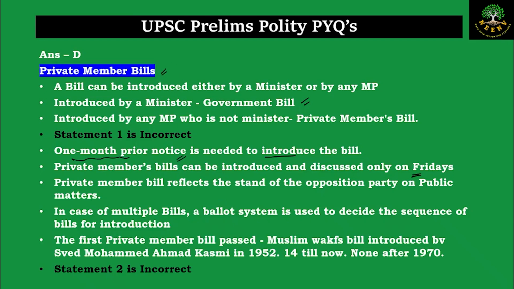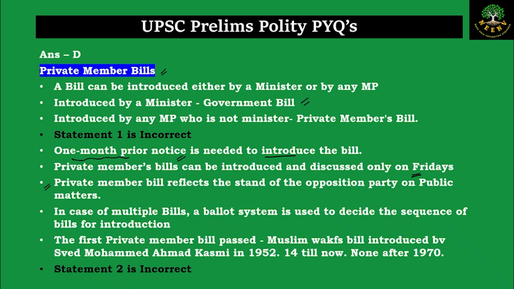Because by using this weapon, the opposition can tell the government, see, this is what you're supposed to legislate on, but because you're not legislating on it, even though we are not in the government, we are trying to legislate it using the private member bill. So it will get the attention of the ruling government.